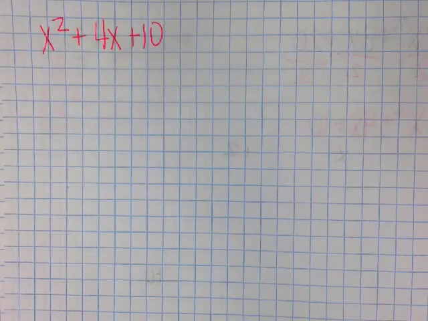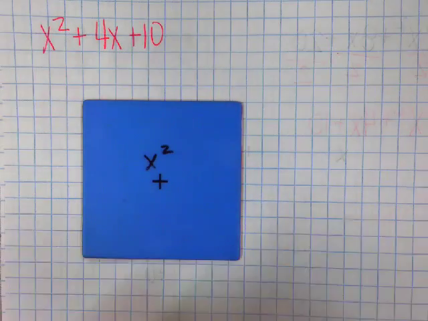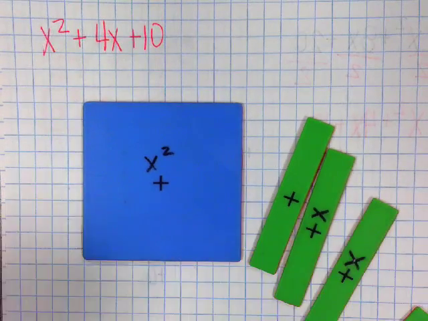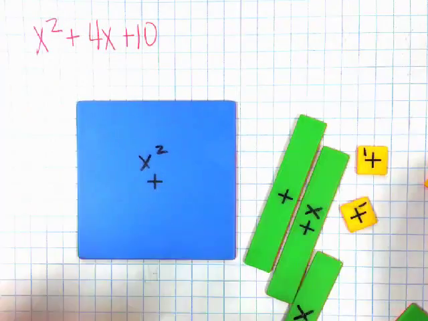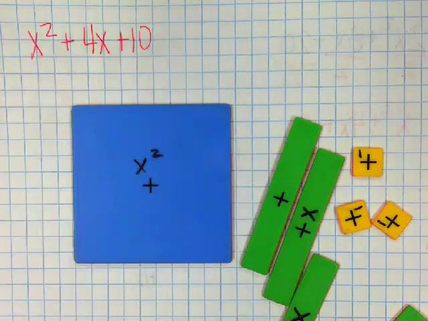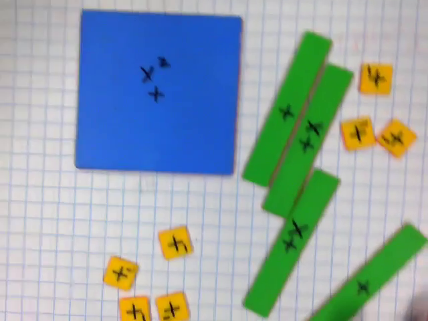So if we have x squared plus 4x plus 10, let's go ahead and make our algebra tiles. So we have x squared, plus 4 x's, and then plus 10. So we have there 1, 2, 3, 4, 5, 6, 7, 8, 9, 10.